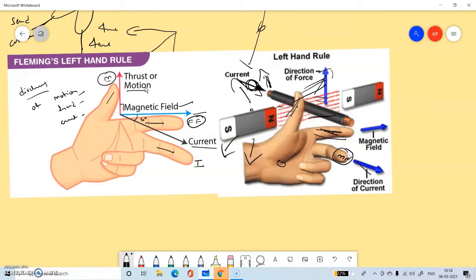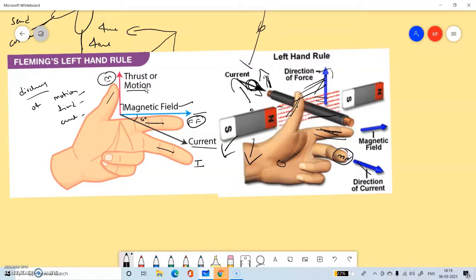For example, if you are asked to write down the statement, how will you write it? It states that hold the thumb, forefinger and second finger of the left hand at right angles to each other. If the forefinger indicates the direction of the magnetic field and the second finger indicates the direction of the current, then the thumb indicates the direction of the force acting on the conductor. So this is the statement for Fleming's left hand rule.